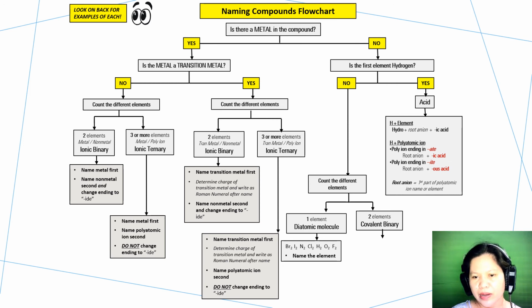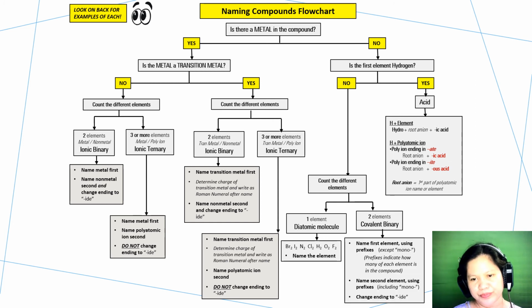If there are 2 elements present, then it is covalent binary. So, pag covalent binary siya, kaya usually, gumagamit tayo ng mga prefixes. Halimbawa, mono, di, tri, and tetra, penta, hexa, and nona, hanggang 10. And change the last element into IDE. Okay, we'll have example on this on the next slide.